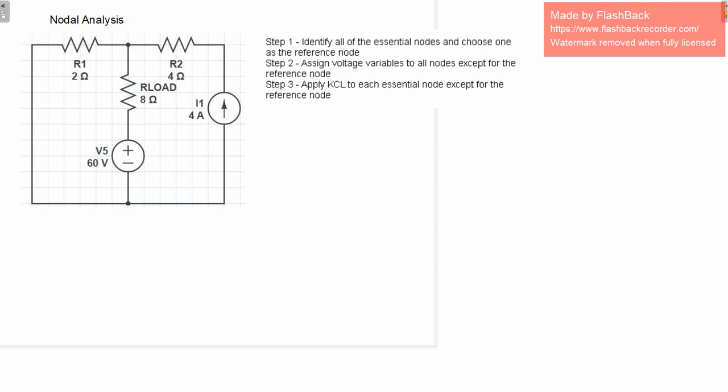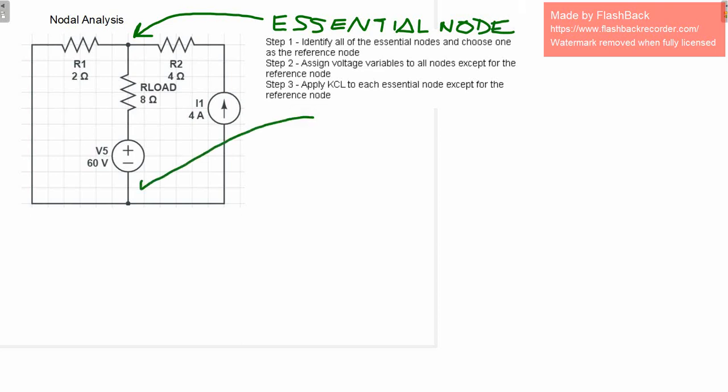We're going to take a look at another example of nodal analysis. We've already done one example, fairly simple and straightforward. This one's a little more complex. First thing is we need to identify essential nodes. And we have one essential node at the top where we have currents coming in and currents coming out. So we need to identify essential nodes. That's our first step.